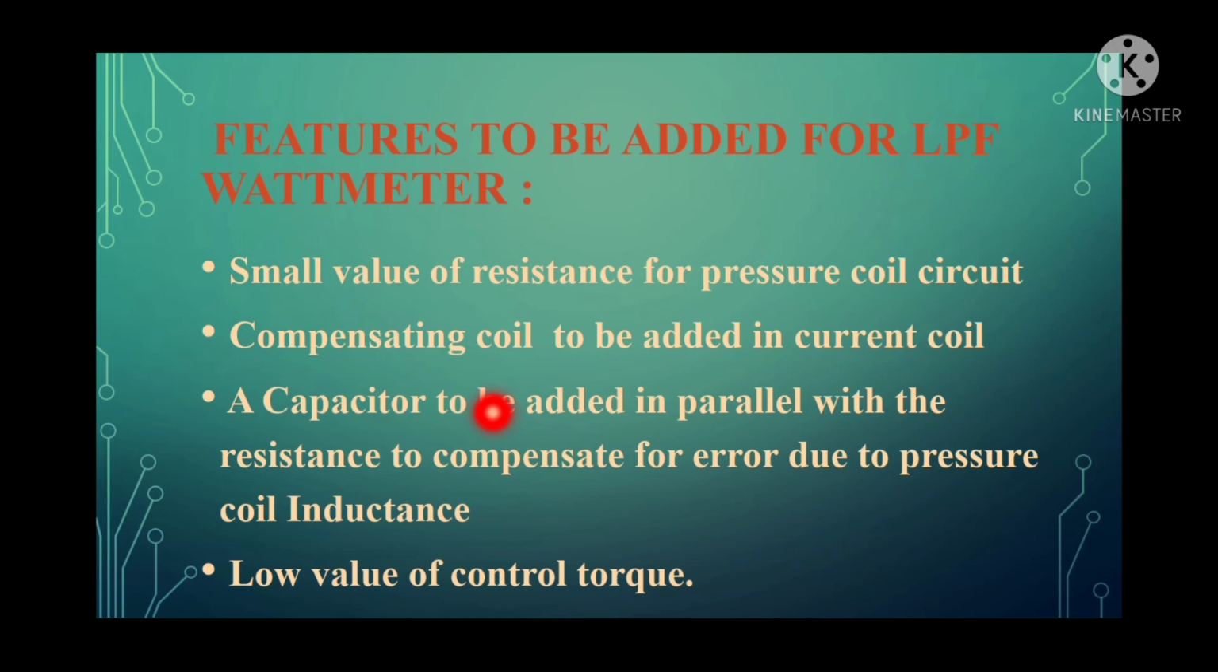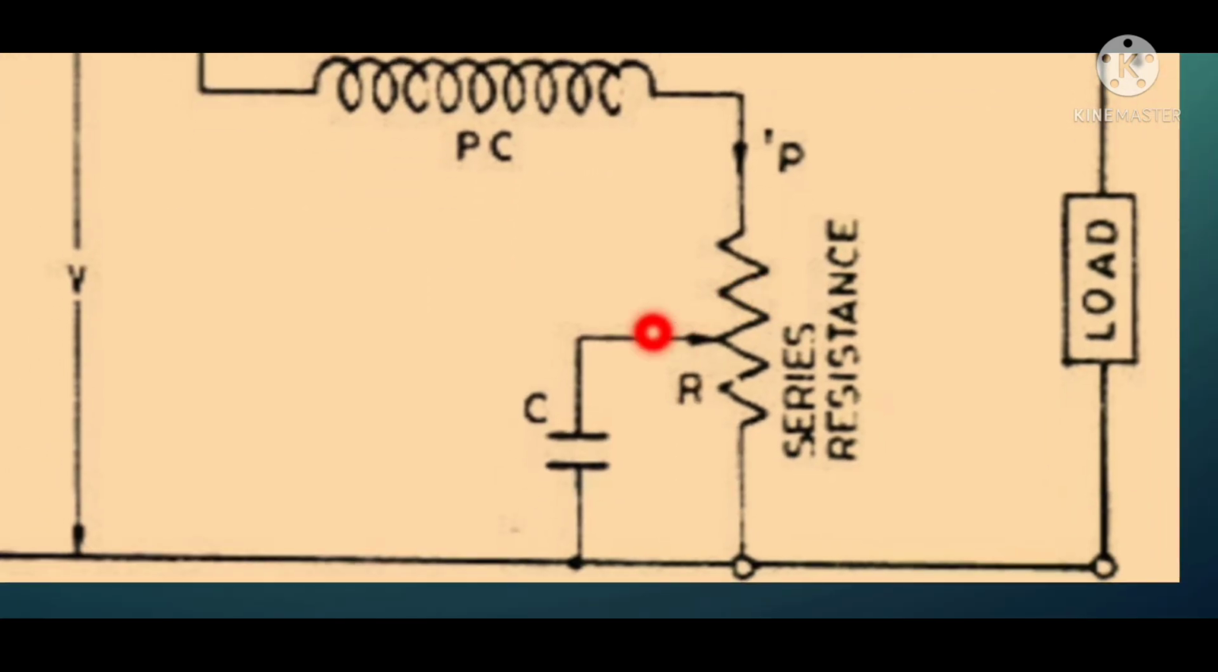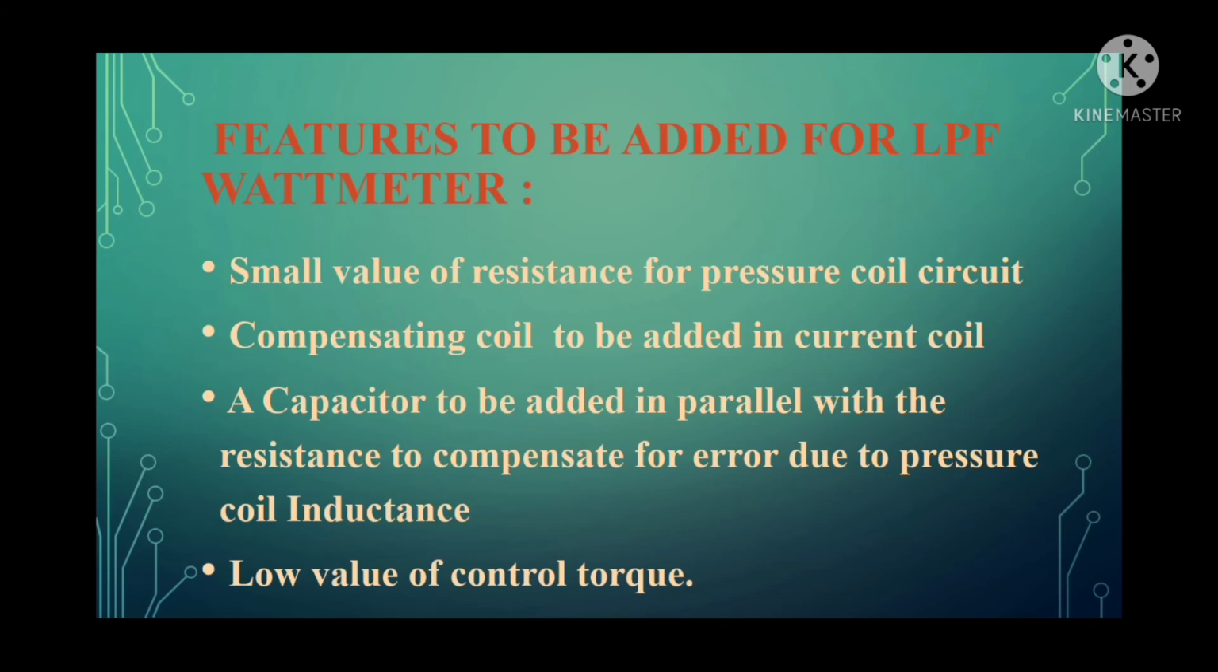So that capacitor is connected in parallel with the resistor here. So the capacitor is connected in parallel with a portion of the resistor. So this capacitor eliminates or compensates for the effect due to the pressure coil inductance. So this is the third feature we are introducing, and the last feature is we must reduce the value of control torque so that there won't be any damage to the string. That is, in this LPF wattmeter, the deflecting torque is very less.